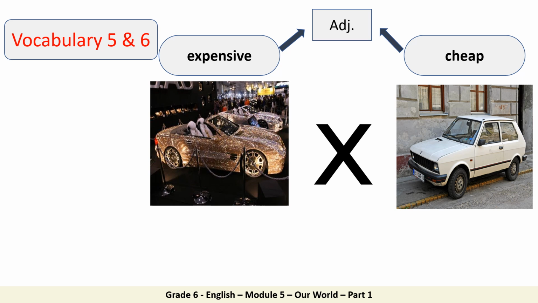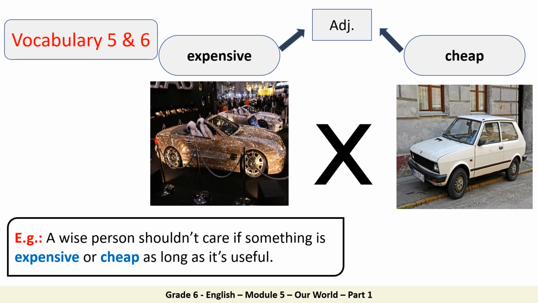Okay, could you use these two adjectives in a sentence? Okay. A wise person shouldn't care if something is expensive or cheap as long as it's useful. Yeah, I completely agree with this idea. It's very, very important, guys. I love this lesson. Great job, everyone.